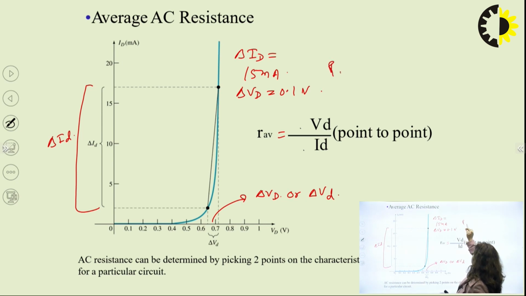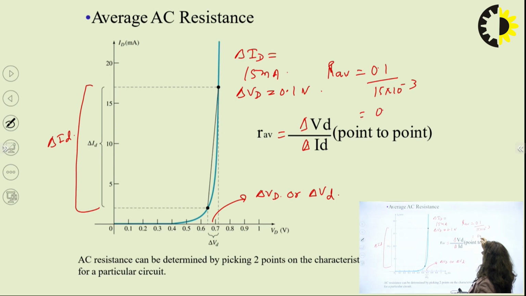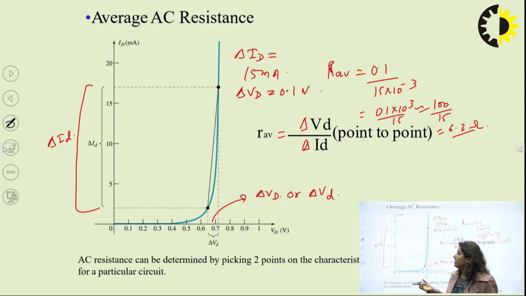So we can calculate our average, which is equivalent to delta VD upon delta ID. So delta VD is equivalent to 0.1 upon 15 into 10 to the power minus 3. So we can calculate 0.1 into 10 to the power 3 upon 15. By this way we have around 100 upon 15, or it comes out to be 6.3 something. So this is the value of the resistance in a dynamic manner, or it is called AC resistance.